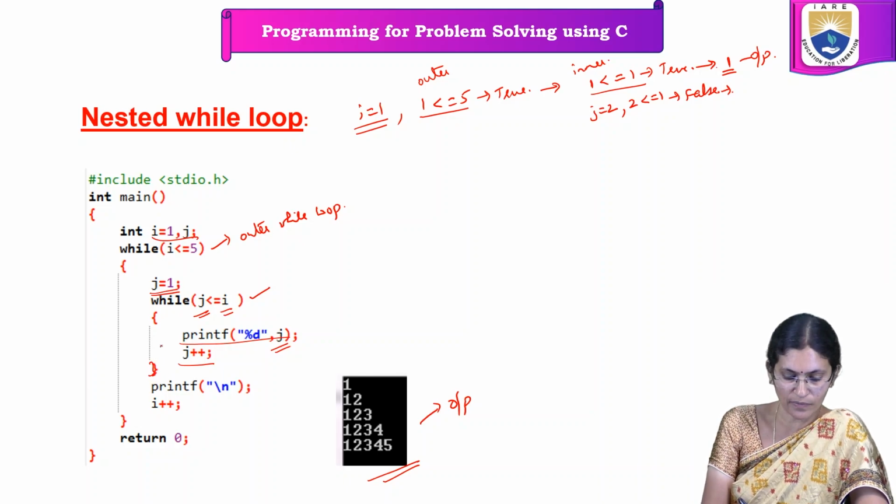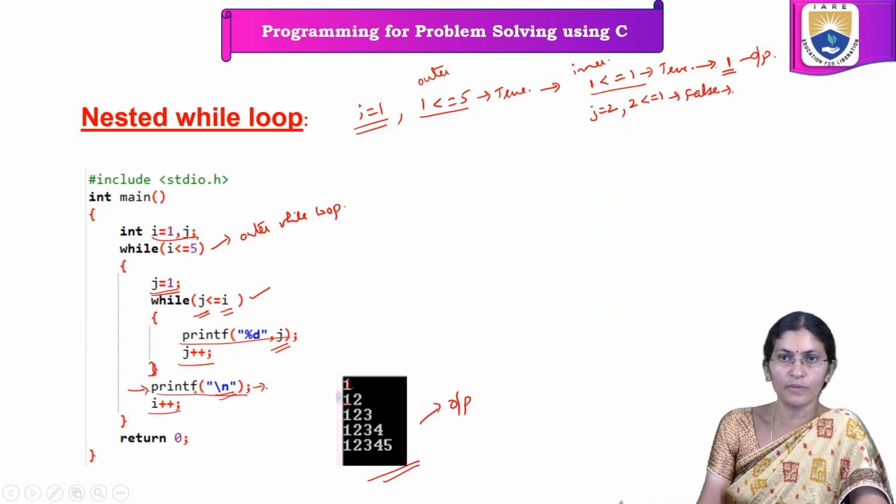Since it is false, control is transferred out of the inner while loop, and the statements in the outer while loop will be executed. After 1 is displayed on the screen, the cursor will move to the next line, so whatever output is there will be printed in a new line. For that purpose, we have introduced this newline escape sequence. Next, after that, the i value is incremented by 1.